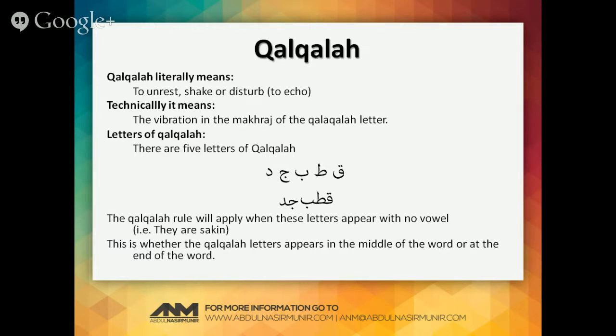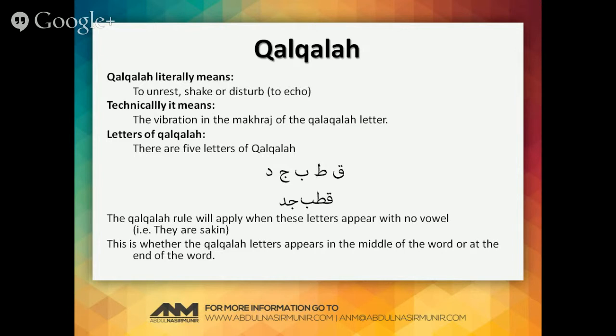Now the Qalqalah rule will apply only when these letters have a sakin on top, meaning no vowel. No fatha, no kasra, no dhamma, no fathatain, no kasratain, no dhammatain, no fatha qa'ima, no kasra qa'ima, no dhamma maqluba. I'm sure you're familiar with all these terms as we have discussed in previous lessons. So the letters Qaf, Ta, Ba, Jim, and Dal must all have a sukoon on top. That's when the rule of Qalqalah will apply.